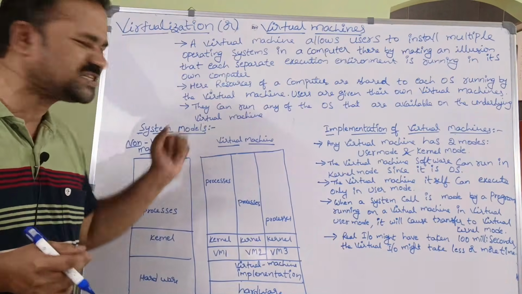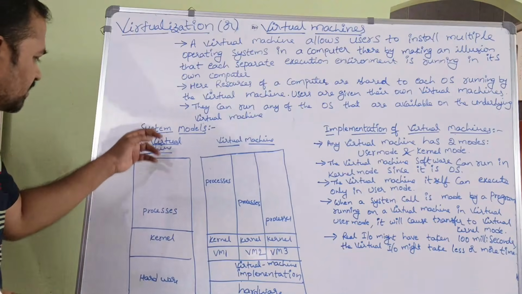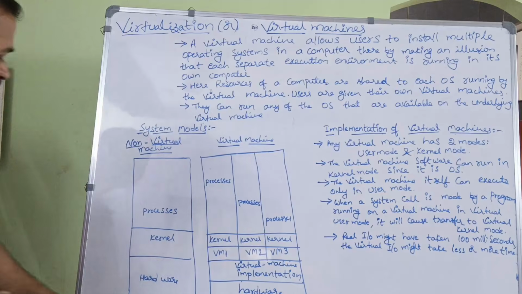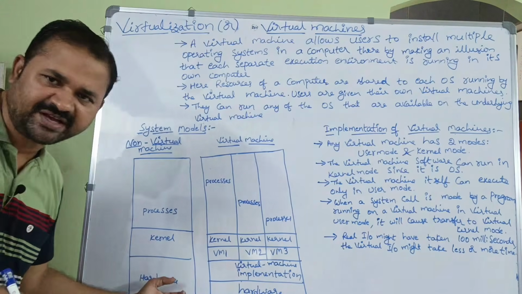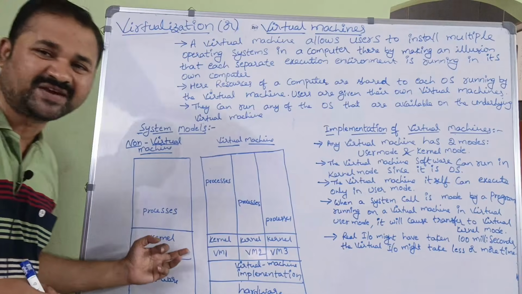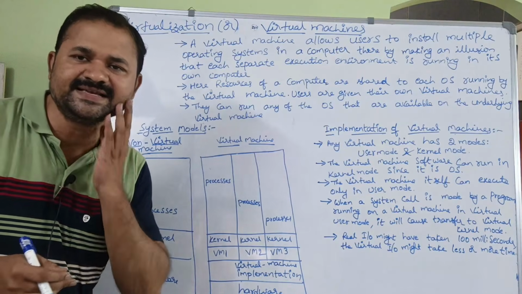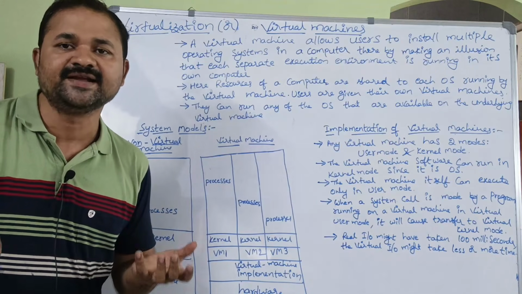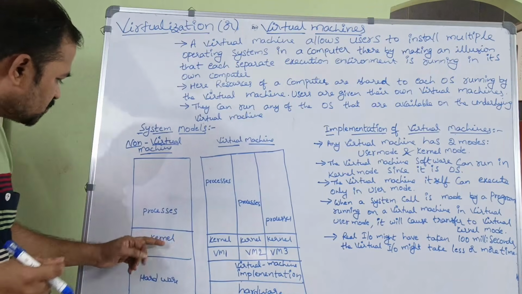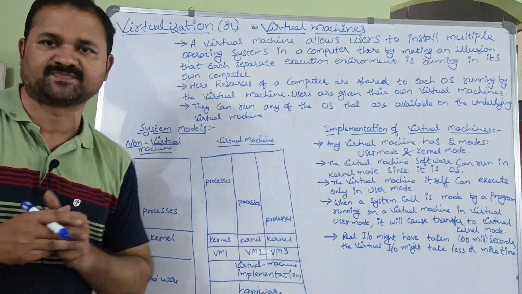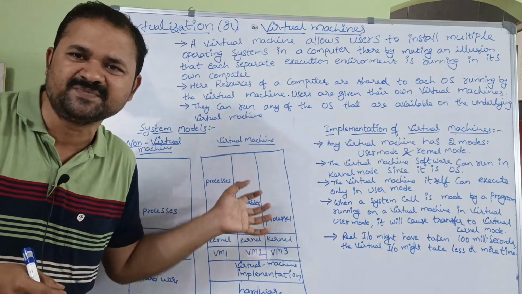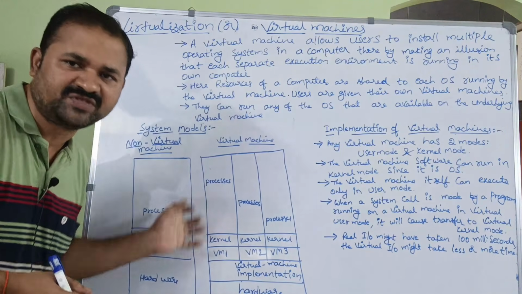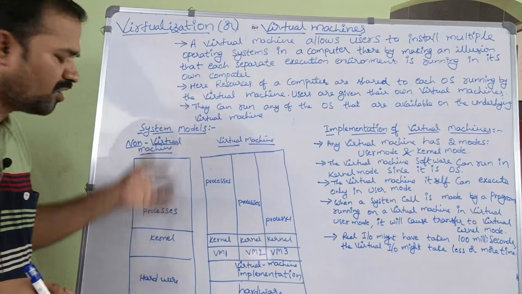Now let's see the system models. That is the diagram for a non-virtual machine and a virtual machine. If we take the non-virtual machine, at the bottom we have hardware. On top of the hardware we have the kernel. We know about the kernel. Kernel is nothing but the operating system, the main part of the operating system. Kernel is the heart of the operating system. On top of the kernel we have processes. These processes are nothing but the programs related to this kernel. With the help of this operating system, we can execute all these processes.